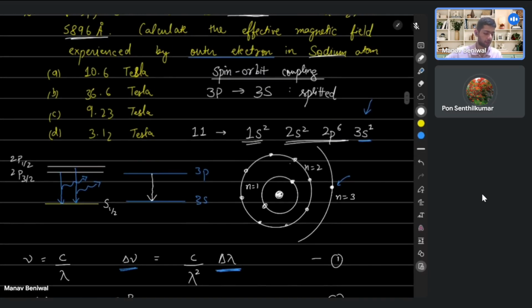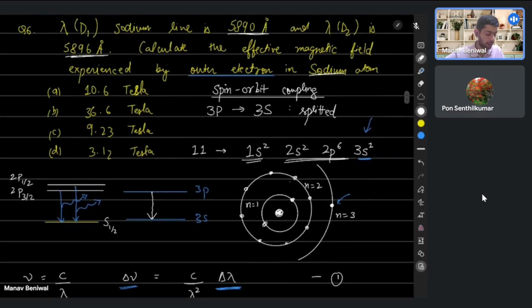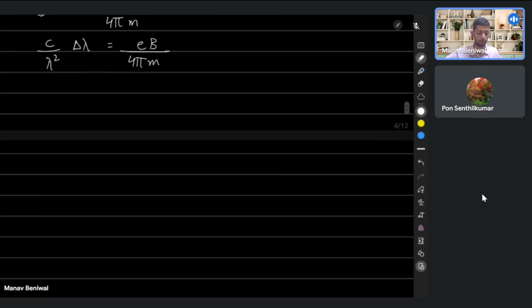And now what are we asked to find in the question? The effective magnetic field. And what is the magnetic field here? That is B. So this equation we can write in terms of B. B is equal to c over lambda squared, multiplied by 4 pi m by e, multiplied by delta lambda.